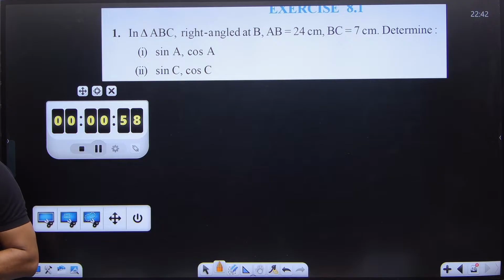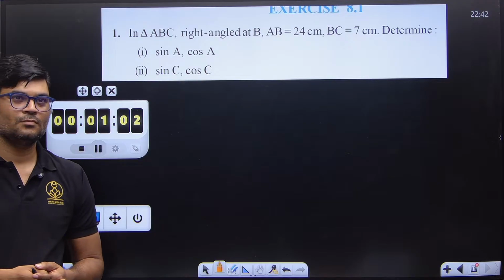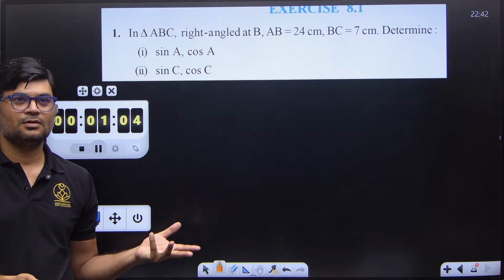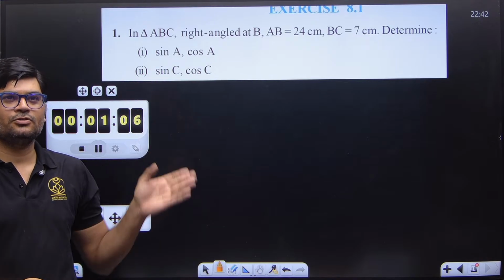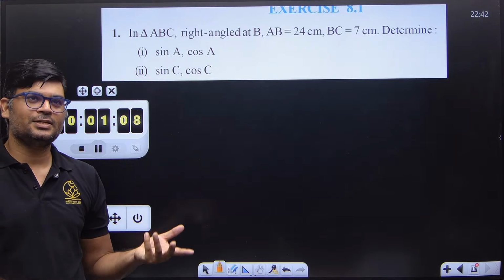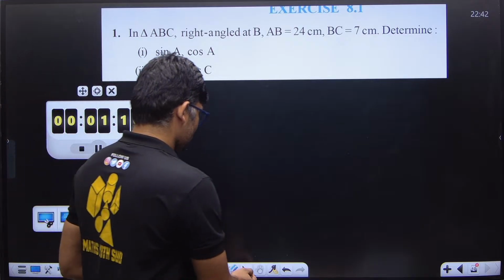Wait, but what am I meant to do with the numbers? So I've got 7/25 and 24/25, but then what? That's it. That is the answer. You need to find sine A, cos A. That's it. Oh, okay.